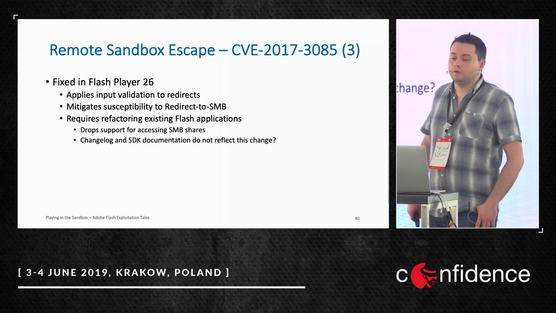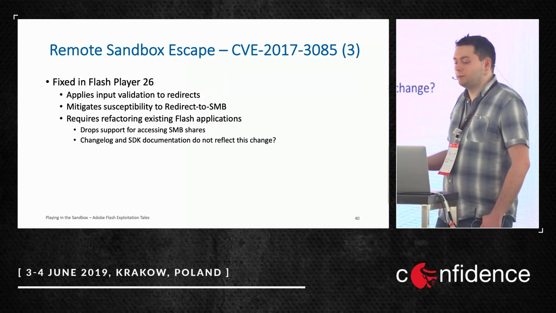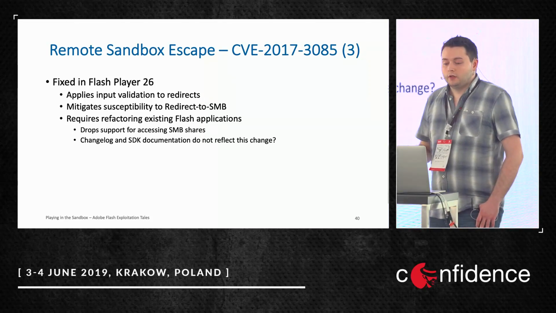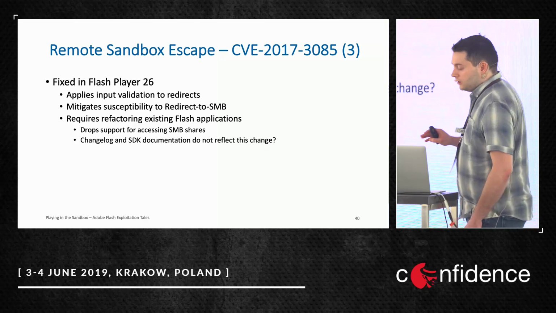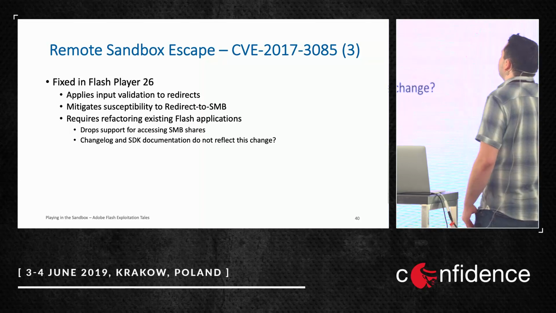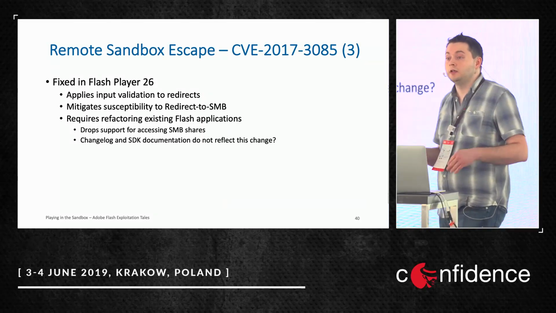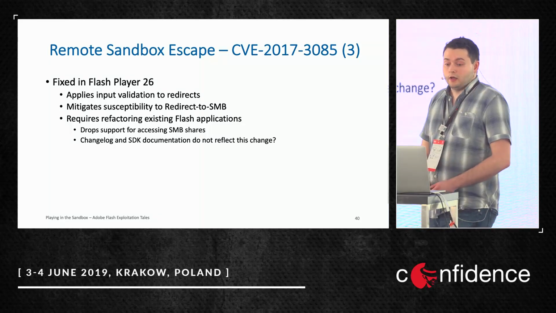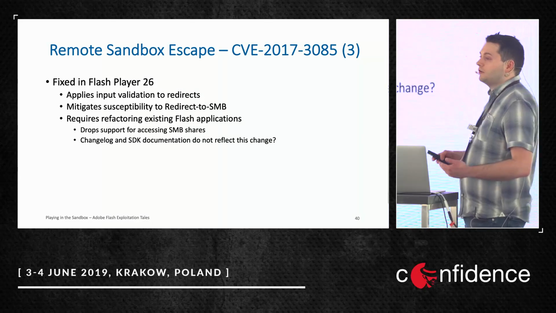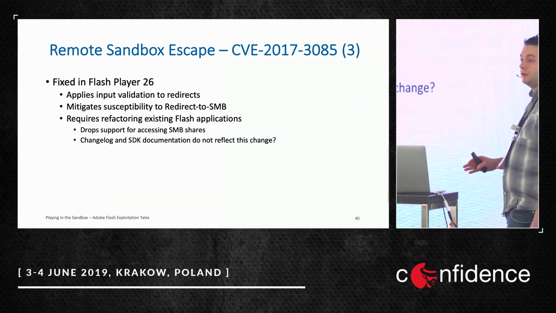So this vulnerability was fixed in Flash Player 26. Basically, it does so by applying input validation to redirects as well. The interesting thing is that it again required refactoring for existing Flash applications, because it now drops support for SMB altogether. And it was a bit unfortunate that this change was not actually reflected in the change logs or the developer documentation.